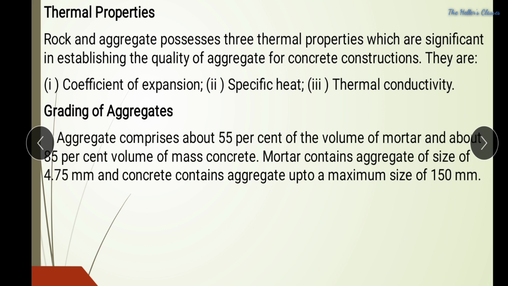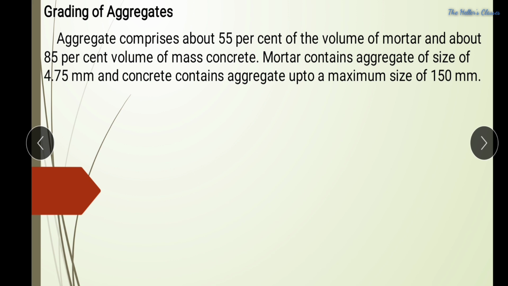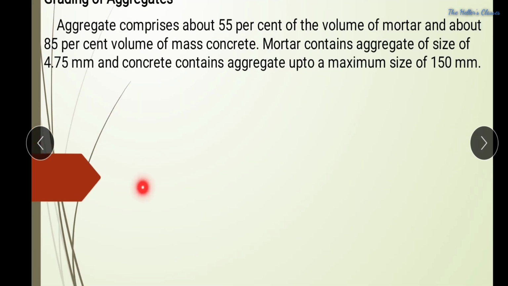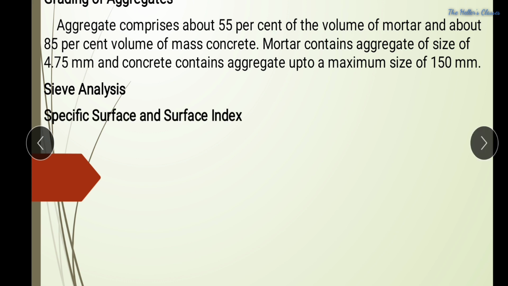Grading means the variation from one size to another. So it may be aggregates containing each and every size, otherwise a few sizes may be missed also. Based upon the classification, it may be classified as continuous grading or gap grading. This will be discussed in the later stages. The next one is the sieve analysis. This is generally applicable for fine aggregates especially. Even for the coarse aggregates, we proceed with the flakiness and elongation test also.